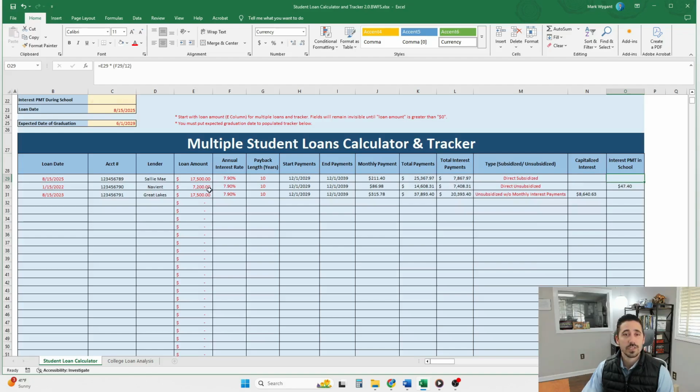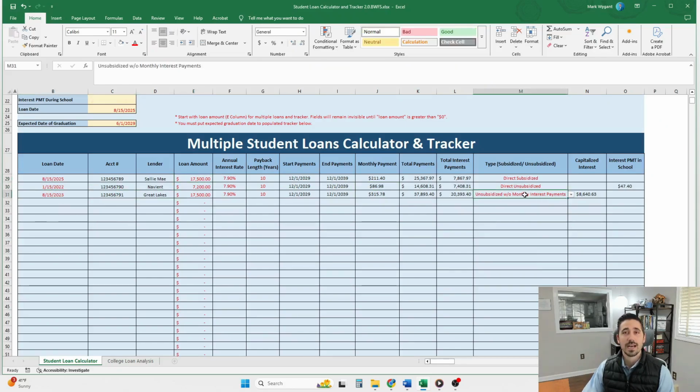Now this next loan was only $7,000, but it's unsubsidized, so we do have to pay. We've been paying since 2022, since we've been in school this whole time. We are paying $47.40 a month in interest on that loan to keep that balance right at $7,200. Then when we graduate and get through our grace period, we'll start paying back $7,200 at $86.98 a month for 10 years.